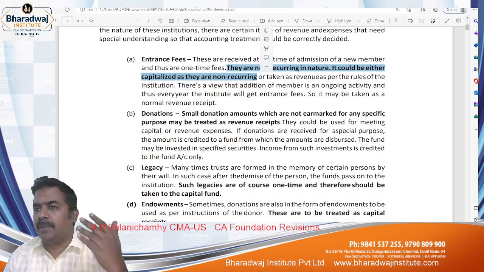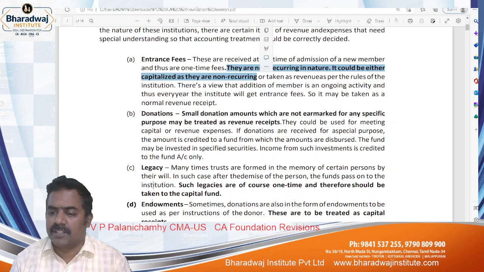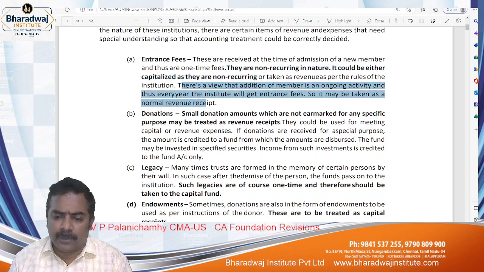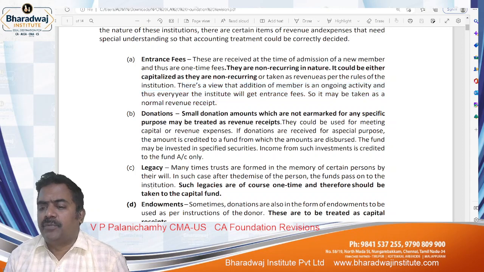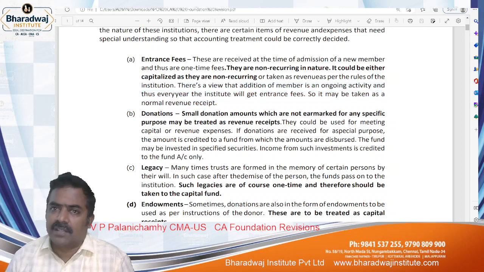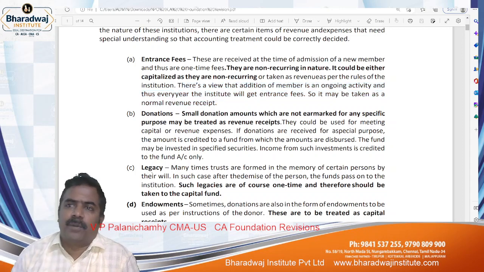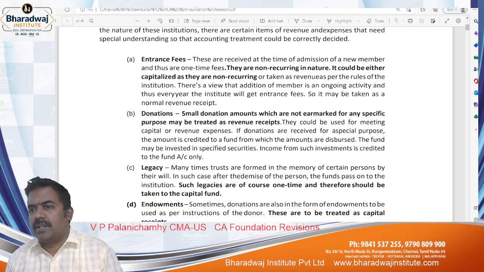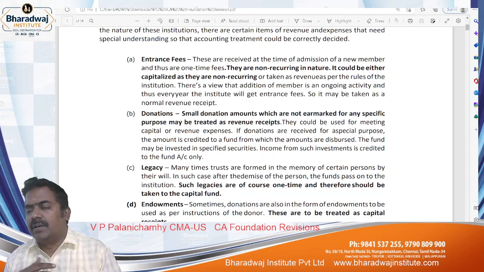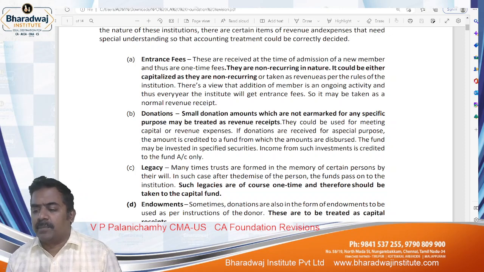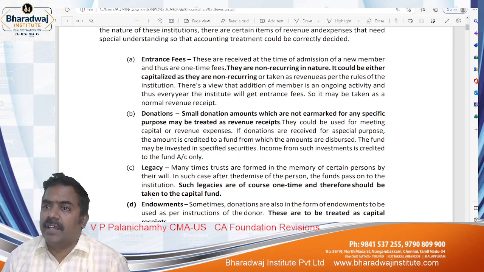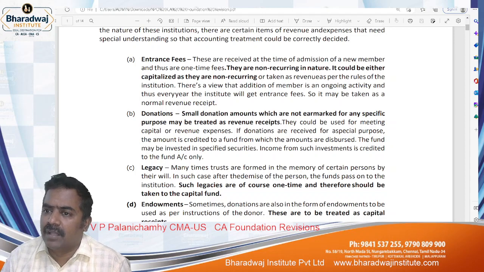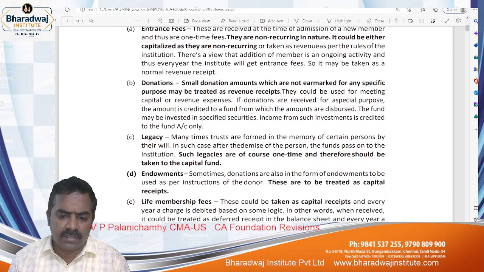Every year, whatever they pay, that becomes what? A revenue receipt. But wait. Suppose every year you are organizing some functions like annual day, sports day and so on. For example, every year you are organizing certain music games or some sports events, and if you collect money, that is a recurring item. That will become what? A revenue receipt.